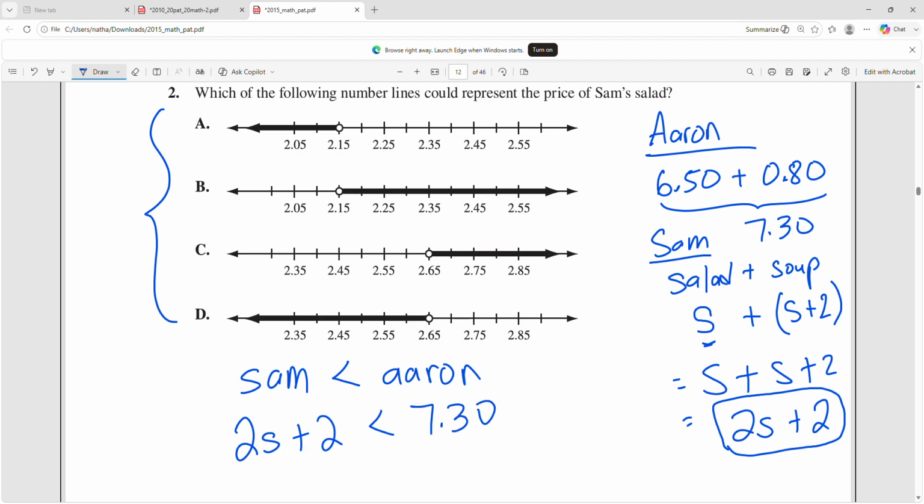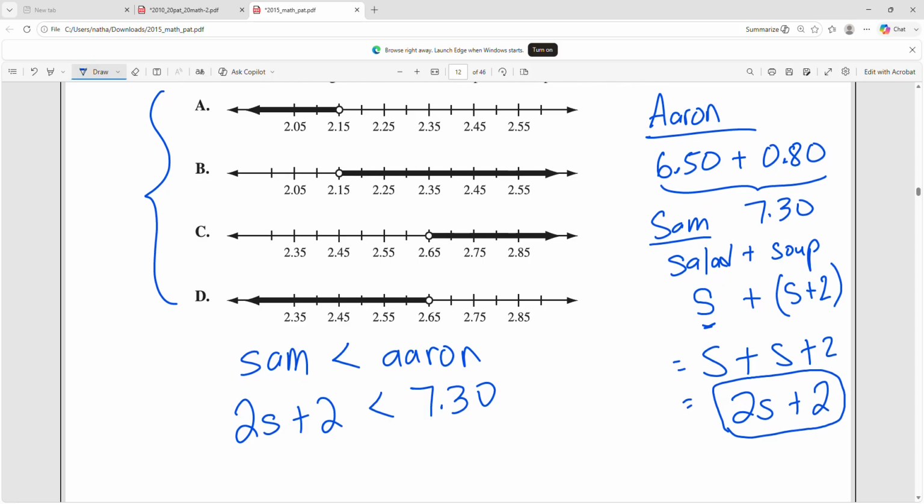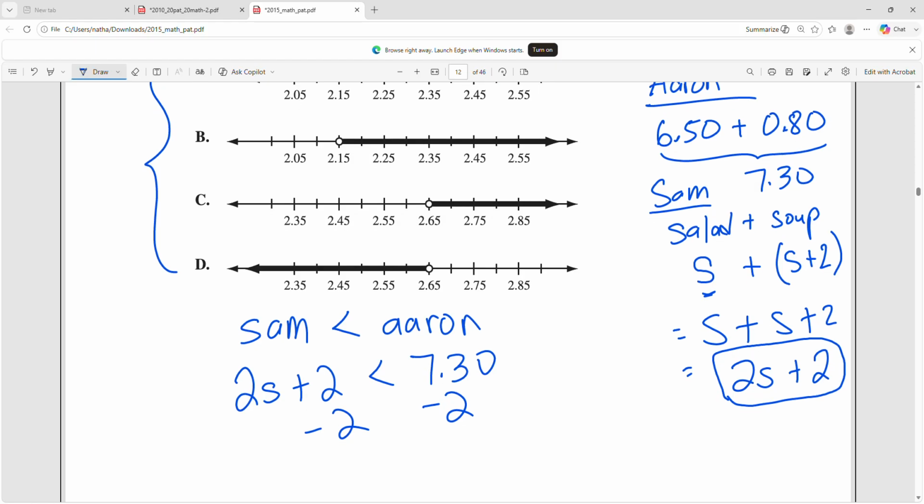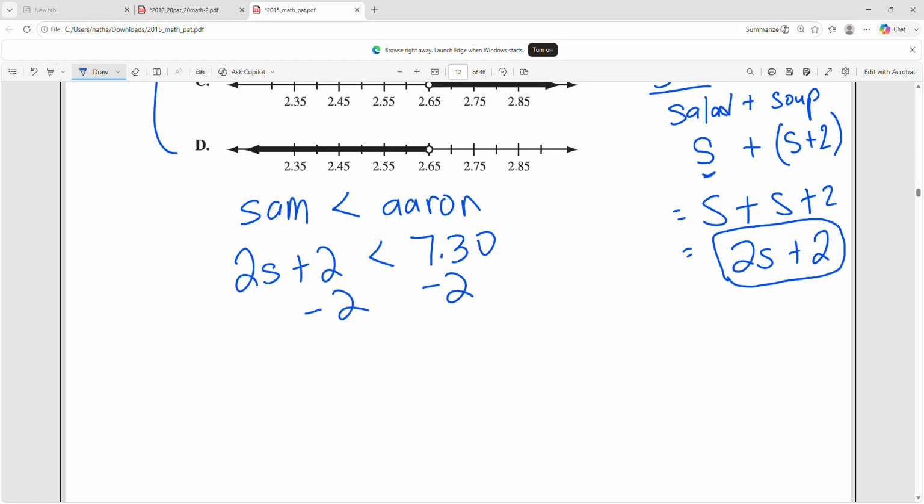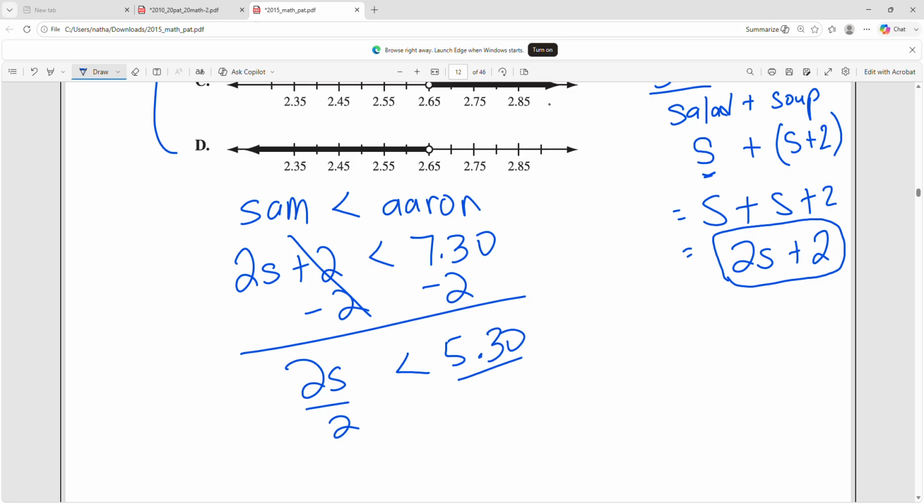Now we have an inequality that we know how to solve very well. We subtract 2 from both sides, which leaves 2S less than $5.30. Now to get S alone, we divide by 2. And we're left with S is less than, let's see, 250 and 15 should be 265.